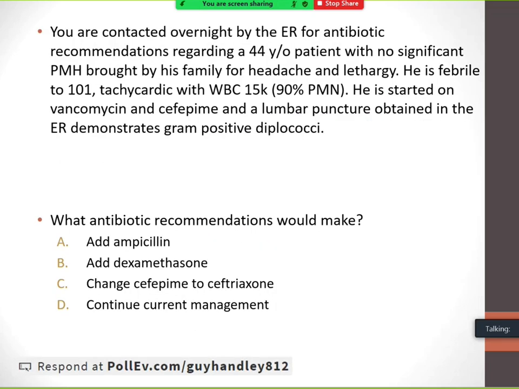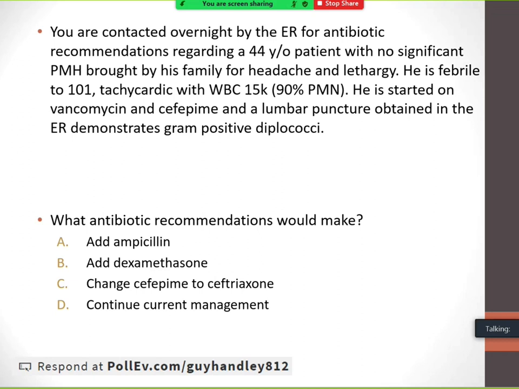So for the first question, with this Poll Everywhere app: you're called overnight by the ER for antibiotic recommendations for a 44-year-old patient, no significant past medical history. His family brought him in with a headache and lethargy. He's febrile to 101, tachycardic. White blood cell count is 15,000, 90% PMNs. He was started on vancomycin and cefepime. They do a lumbar puncture, and they let you know that the gram stain showed gram-positive diplococci. So they had started him on vanc and cefepime, and they're asking you, do you want to do anything else?